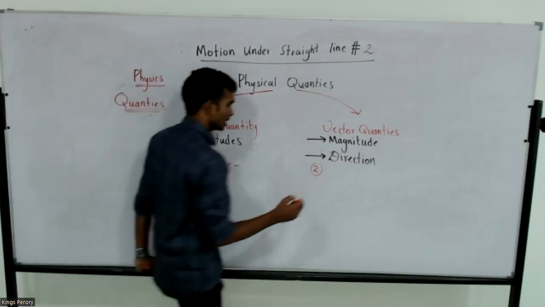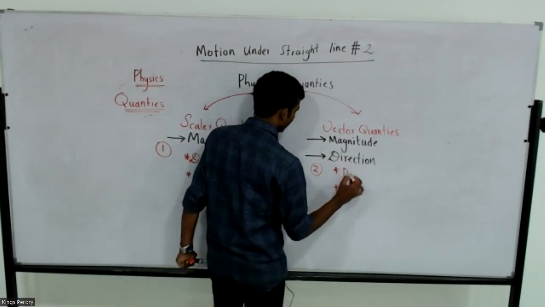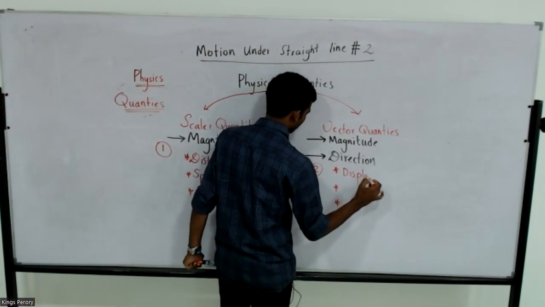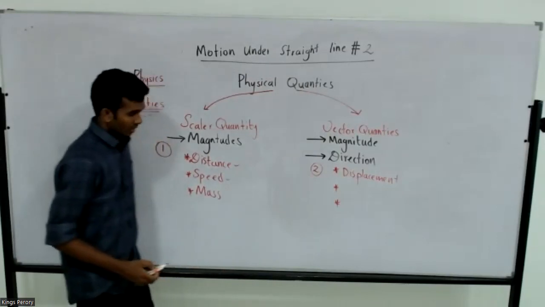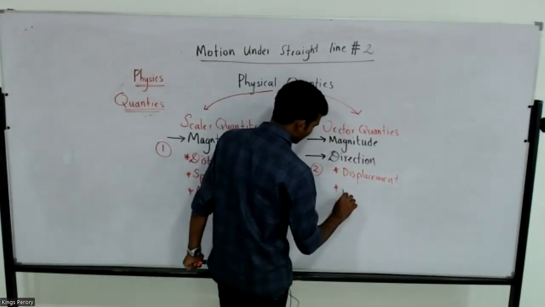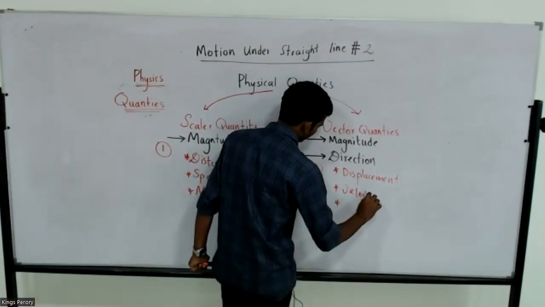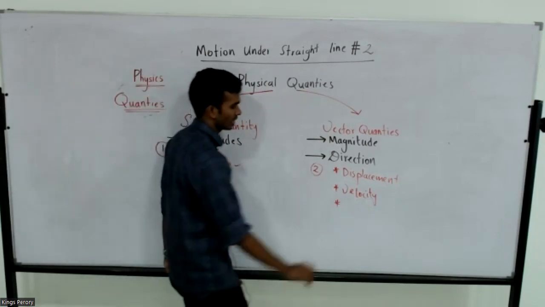Vector quantities, what are the examples you can give? Displacement. Displacement is an example for vector quantity. Today we'll be learning about displacement, so no need to worry. Velocity. Velocity is also an example for vector quantity. This also we'll be learning today.